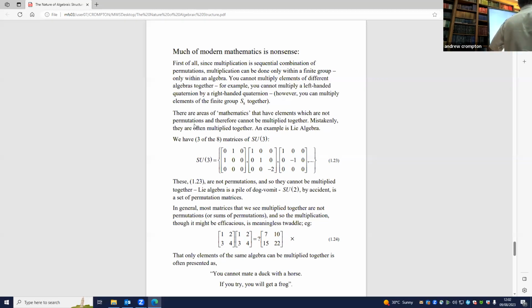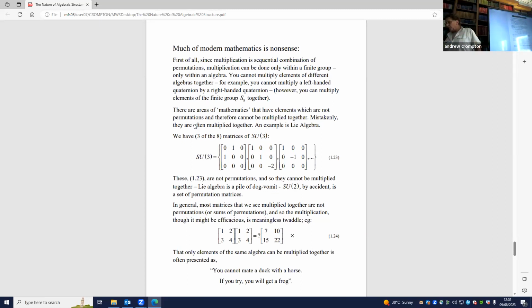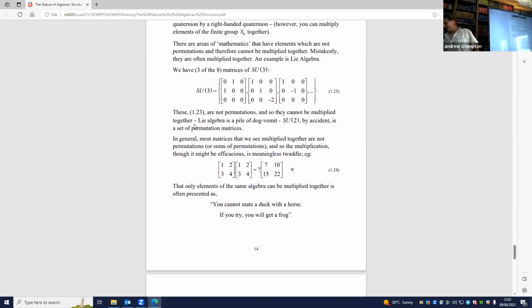Matrices in the Lie algebra SU3. They're not permutation matrices. That means you can't multiply them together. That means SU3 is just a pile of dog vomit. And the same is true with a lot of mathematics. It's invented by human beings. Sorry, go on, Lou, I know.